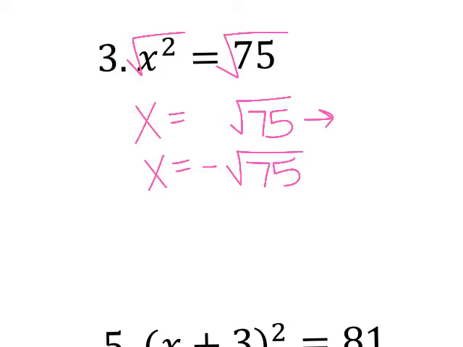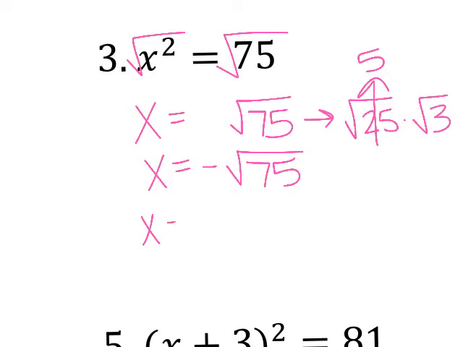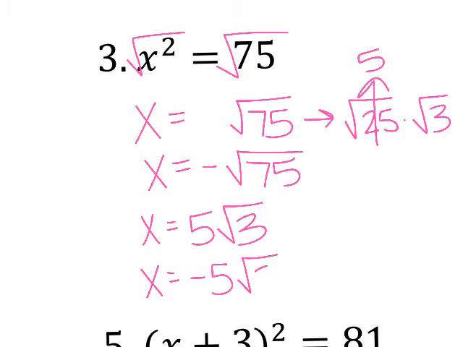Okay, so if I want to do that, I know that 25 is a perfect square, and it can be multiplied 3 times in order to get to 75. So radical 25 times radical 3 is equal to radical 75. Therefore I know that radical 25 is equal to 5, so I can simplify this by saying 5 radical 3, and that would make x equal to negative 5 radical 3 as well. So this can be simplified in the same way.